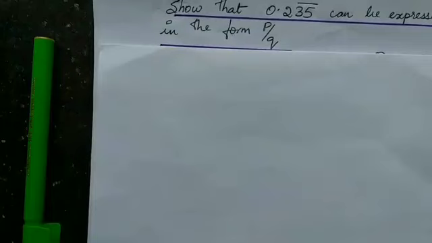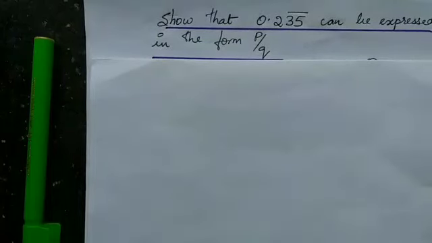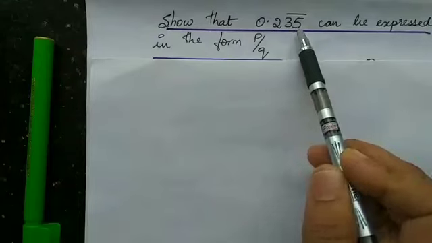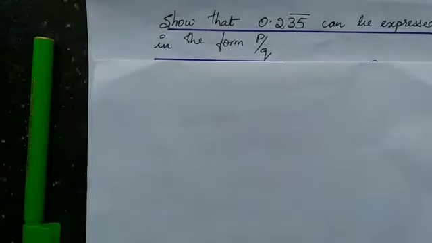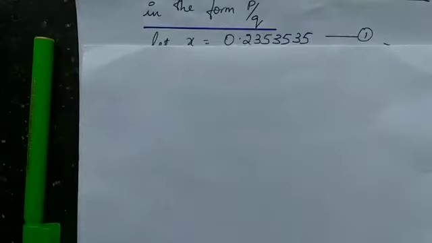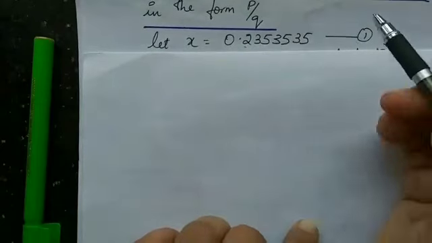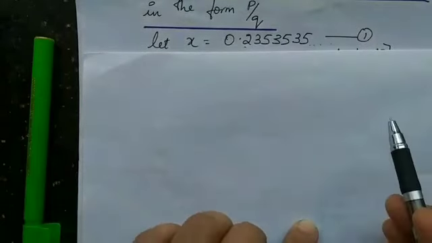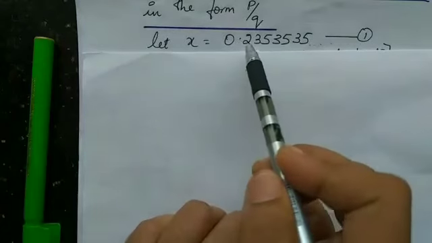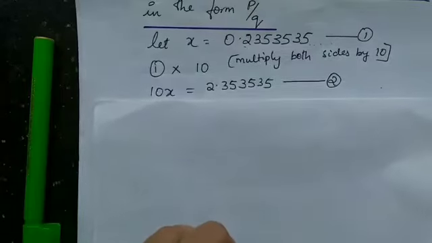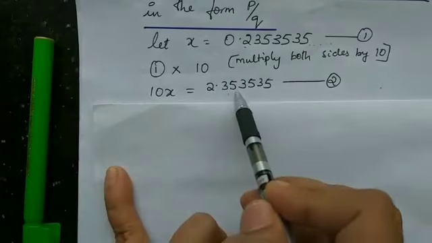Show that 0.235 can be expressed in the form p by q. Okay, you can see that here also there is one obstacle, and we have 2 digits that are repeating. So the question will be of the form, let us take this as x. As usual, we have to take the question as x. Let x be equal to 0.2353535, it goes on. Okay, so let us take this as equation 1. We have one obstacle here, so we have to remove this obstacle. So we are going to multiply equation 1 by 10. Multiplying both sides by 10, you get 10x is equal to 2.3535.